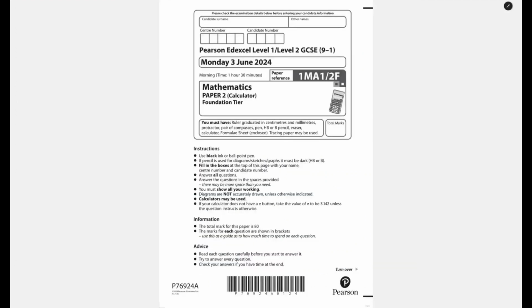That brings us to the end of the paper. I hope that helped, and I hope that you were able to follow through and understand how we tackled each and every question to make sure that we got full marks.